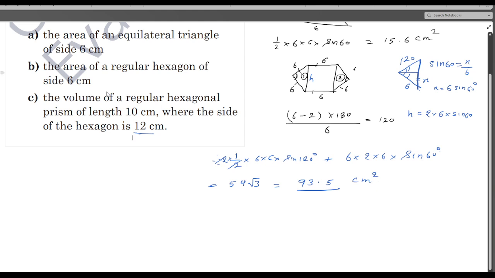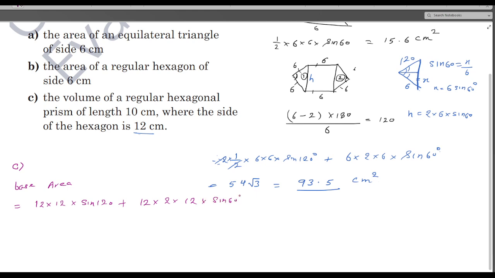Let us first count the base area for C. The formula is going to be the same. Here it is 12 times 12 times sine of 120, plus, in place of 6, I have 12 times 2 times 12 times sine of 60 degrees. So the base area will be 4 times what we have got. So 4 times that is 374.1. This is your base area.